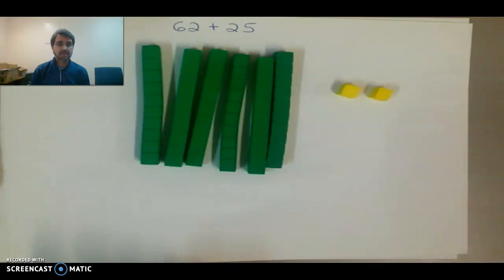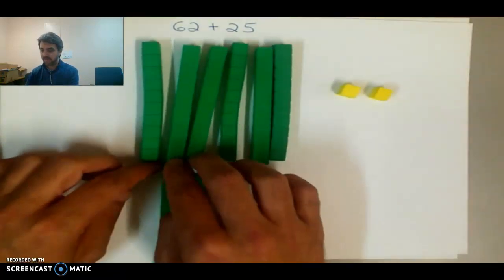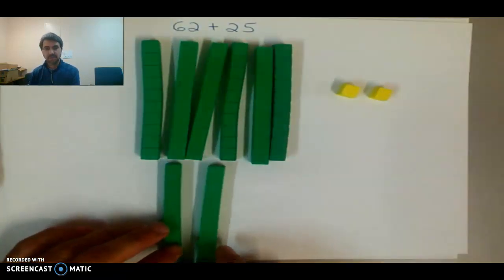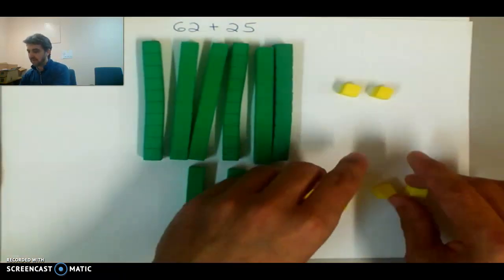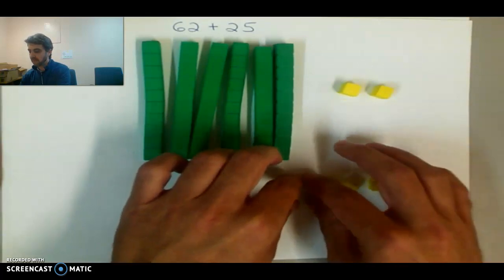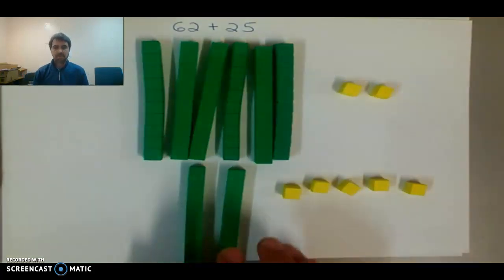So how many 10s are there in 25? If you said 2, that is correct. So I'll put my 2 here. They don't quite fit into the frame, but you can kind of get the idea here. There's 2 10s right there and 5 1s. So those are my 5 1s. Okay? All right, so we have 62 plus 25.